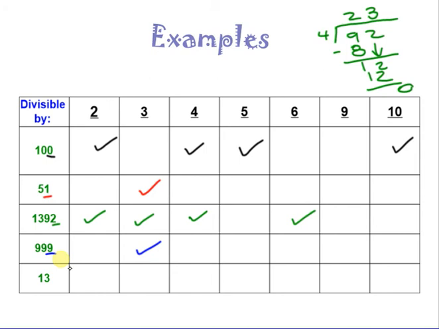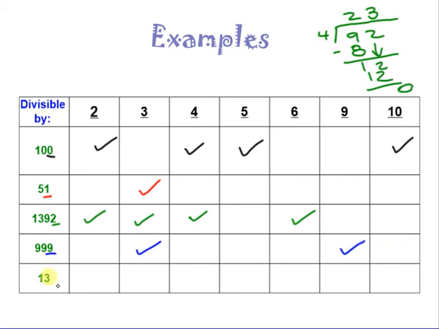4 would not work, and I know this really quickly because 4 goes into 100, which means that the next lowest number would be 96, not 99. 5 does not work because it does not end in a 0 or a 5. 6 will not work because 2 and 3 don't work. 9 will work because when you add up the digits, you get 27, and 9 does go into 27 evenly. But 10 will not work because it does not end in a 0.